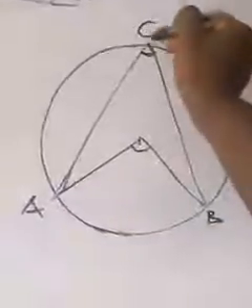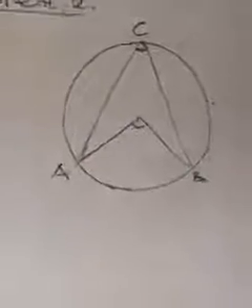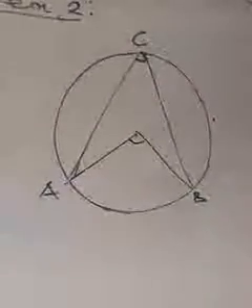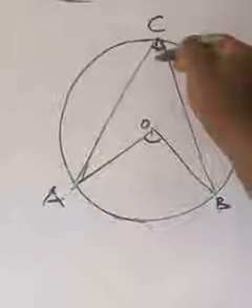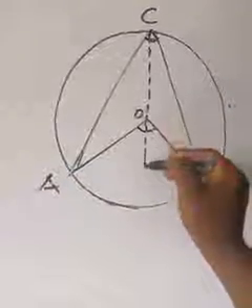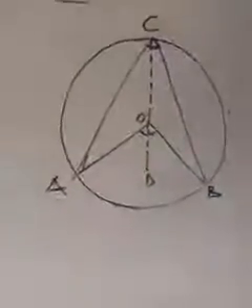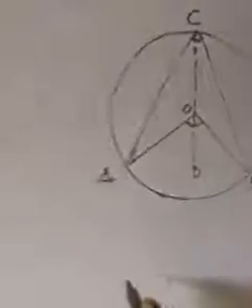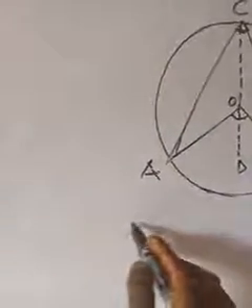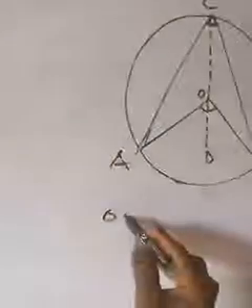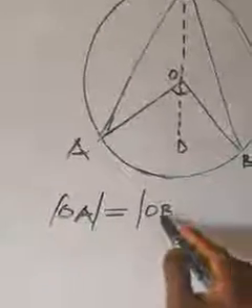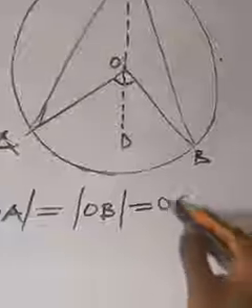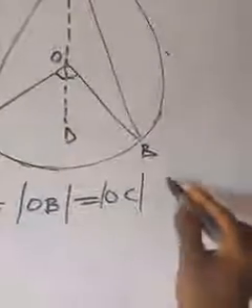Let's put point C here. I want to do a simple construction. This is center O. Let's join O to C and produce it to any point, maybe we call it point D. Now, OA is equal to OB is equal to OC, which are radii.